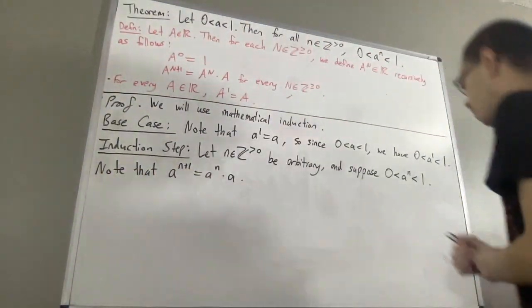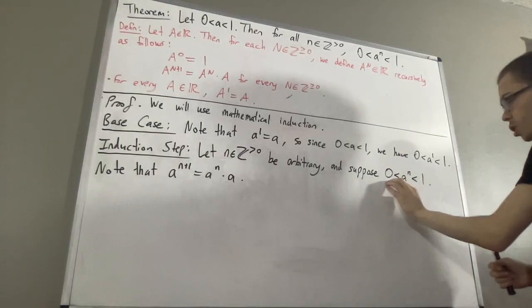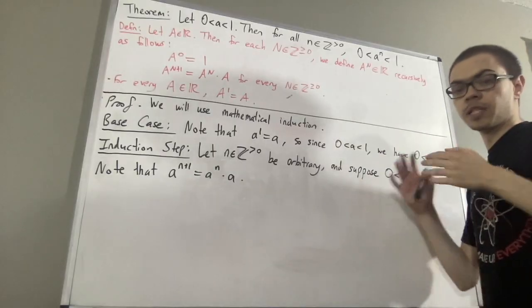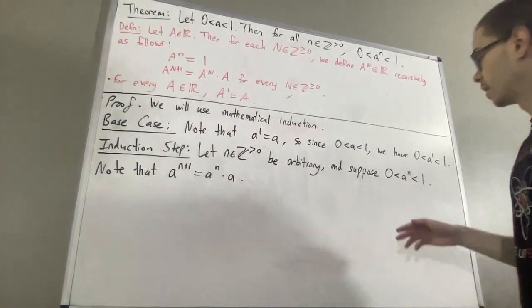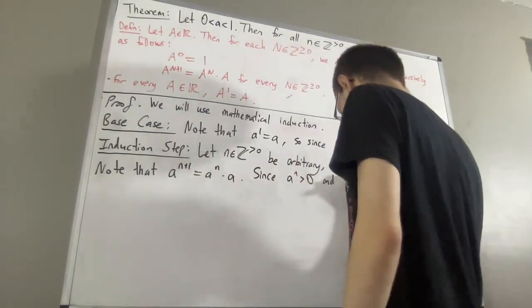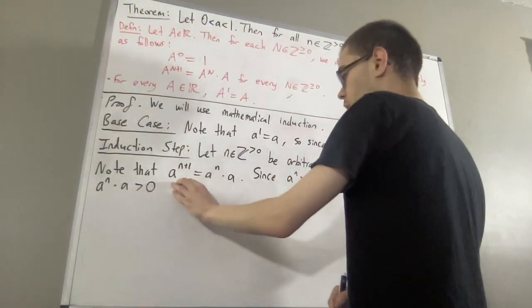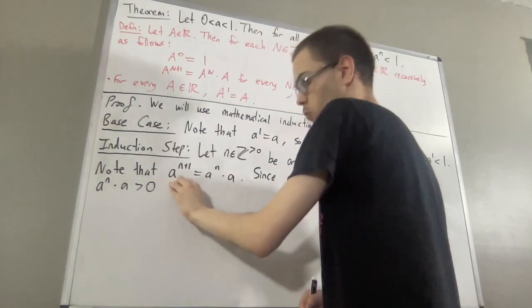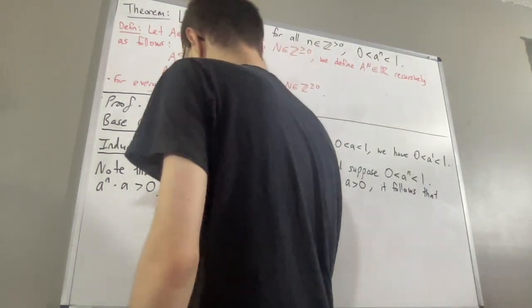And since a to the power of n is greater than 0, and a is greater than 0, well, a product of positive real numbers is positive. So it follows that a to the power of n times a is greater than 0. Since a to the power of n plus 1 is equal to a to the power of n times a, this is saying that a to the power of n plus 1 is greater than 0.